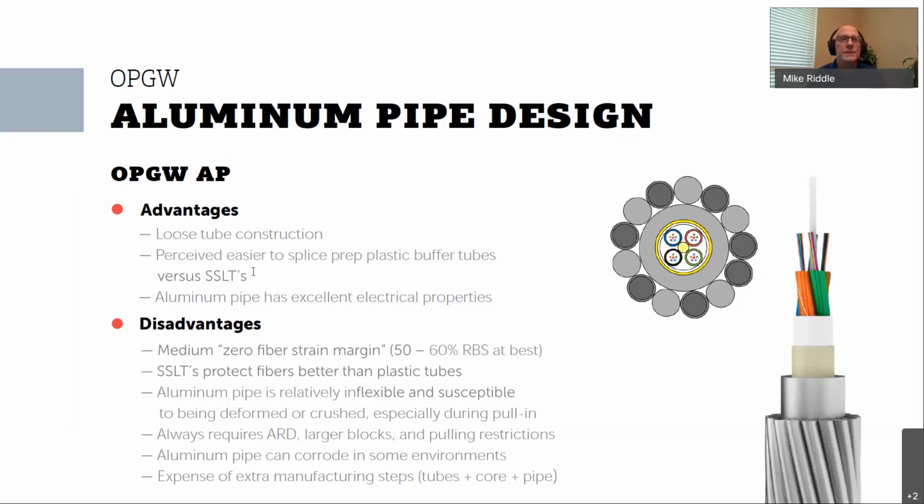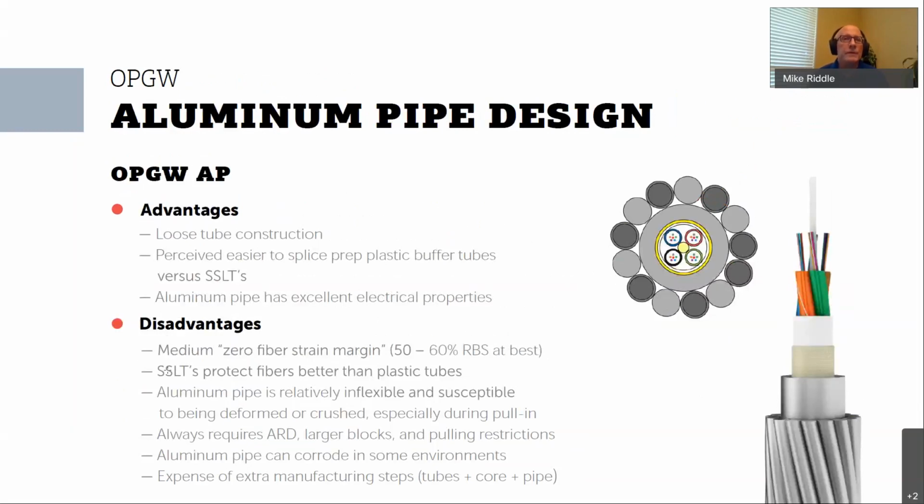A lot of splice techs prefer the buffer tubes. Why? Because that's what they use for every other type of cable that's out there. Indoor cables, duct cables, ADSS is another cable with a plastic buffer tube. So they've done that a lot and they're very comfortable with it. Again, I think it's just a question of training, but sometimes perception becomes reality. Another advantage is that the aluminum pipe has excellent electrical properties. You get really good fault current ratings using it.